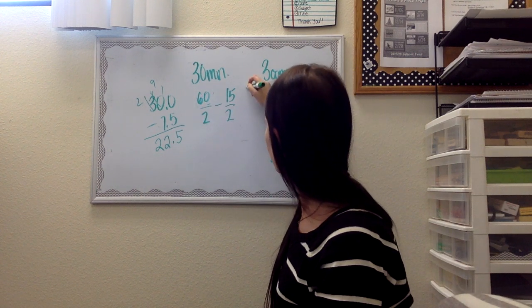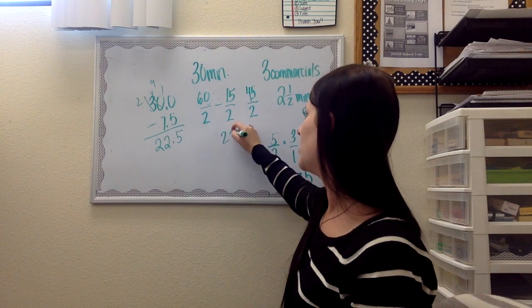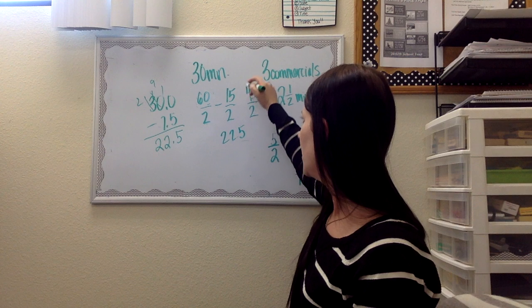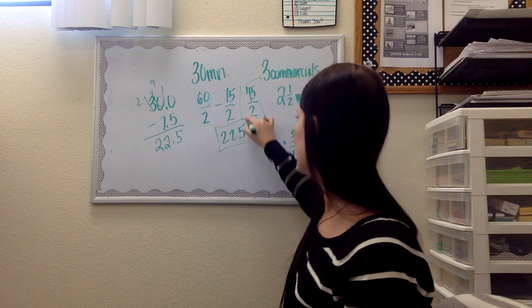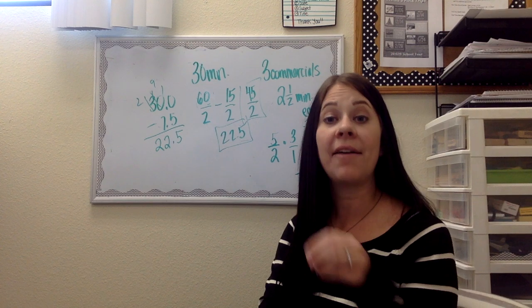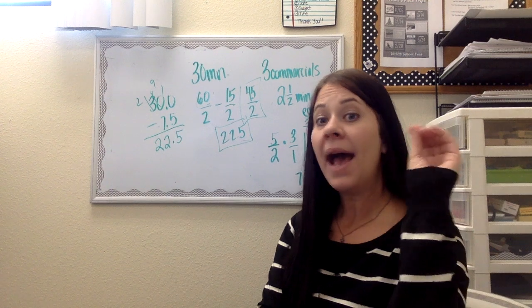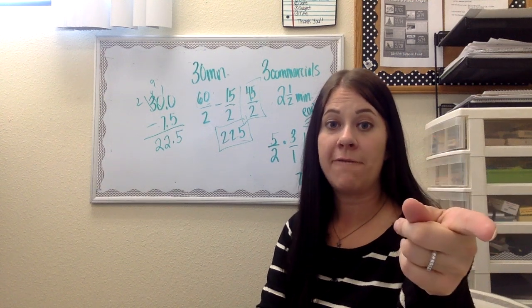And 60 minus 15 is 45 over 2. And guess what? 45 over 2 is still 22.5. So this or this is how long I have left after my commercials have come out of the program. So now I need to divide this by 4.